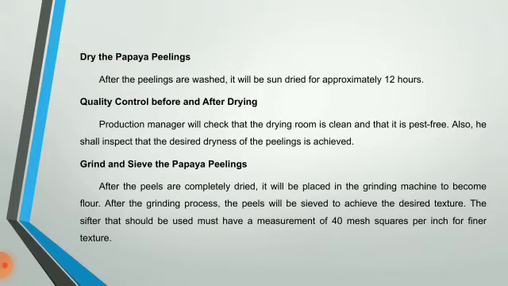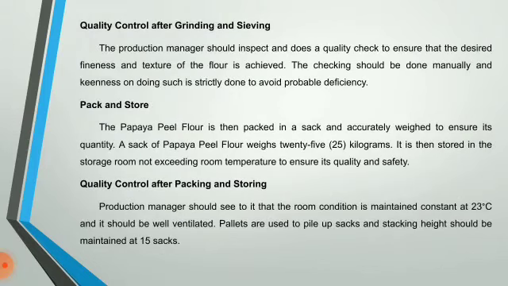Grind and sieve the papaya peelings. After the peels are completely dried, they will be placed in a grinding machine to become flour. After the grinding process, the peels will be sieved to achieve the desired texture. The sifter that should be used must have a measurement of 40 mesh squares per inch for finer texture. Quality control after grinding and sieving: the production manager should inspect and do a quality check to ensure that the desired fineness and texture of the flour is achieved. The checking should be done manually, and keenness on doing such is strictly observed to avoid probable deficiency.